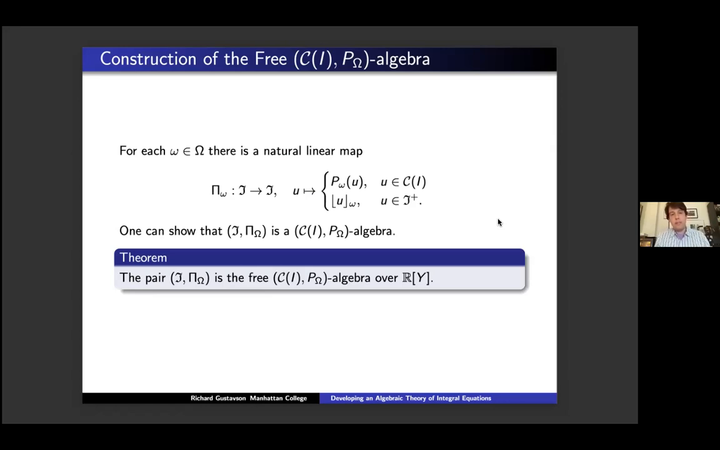And so what that means is that when we have integral equations, polynomial integral equations, we can think of them as elements of this direct limit I. So that's very high level. Let me show you how we can really visualize this set.